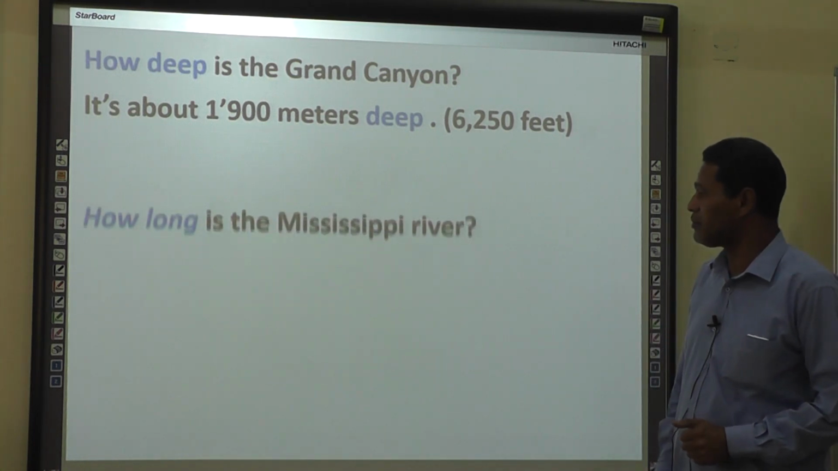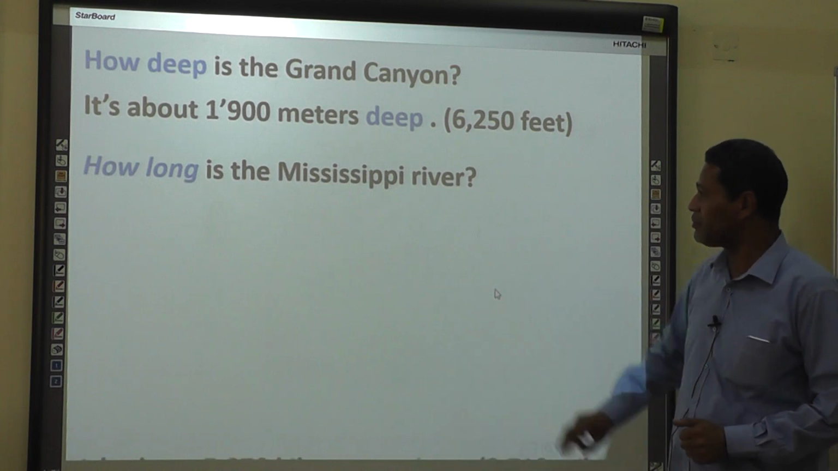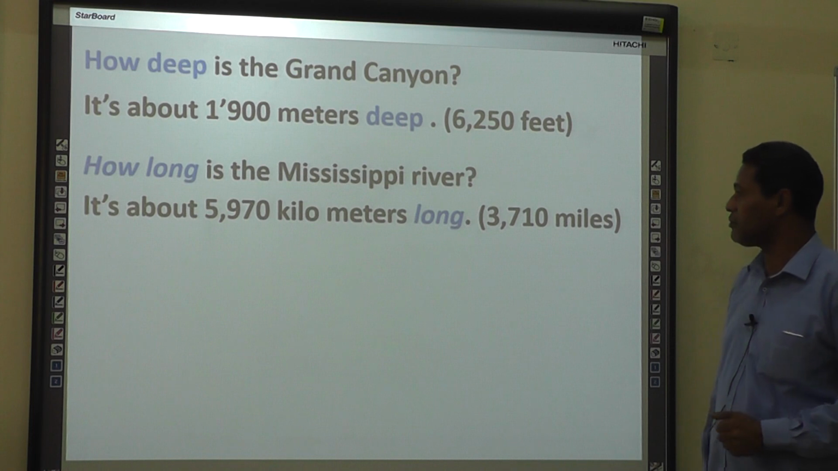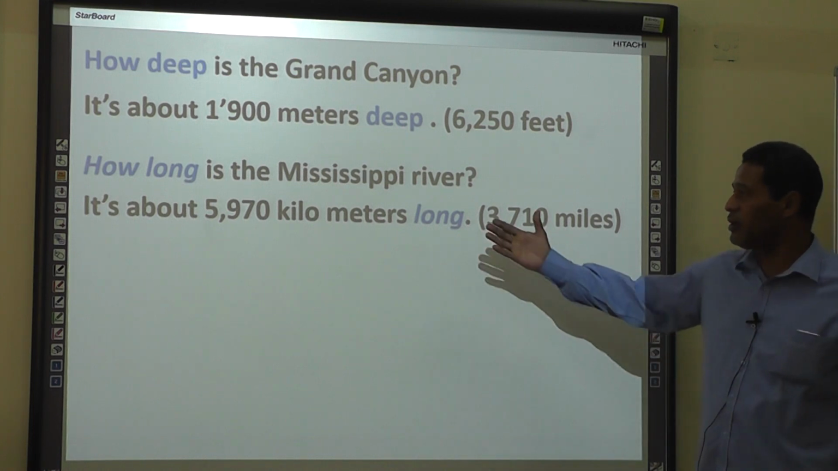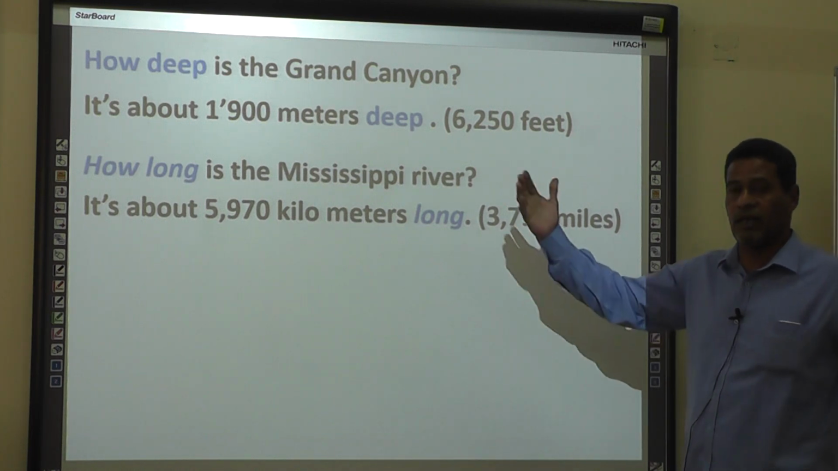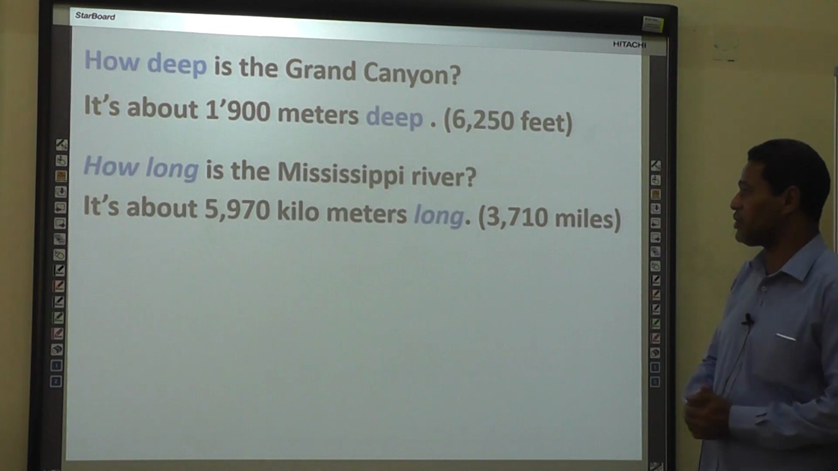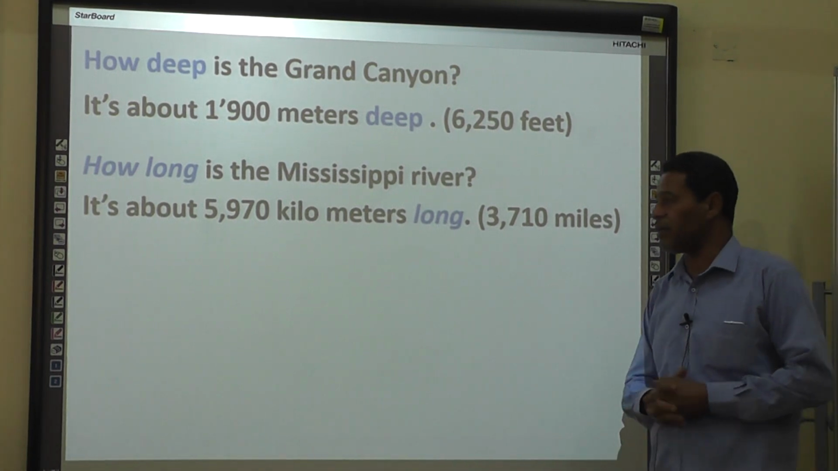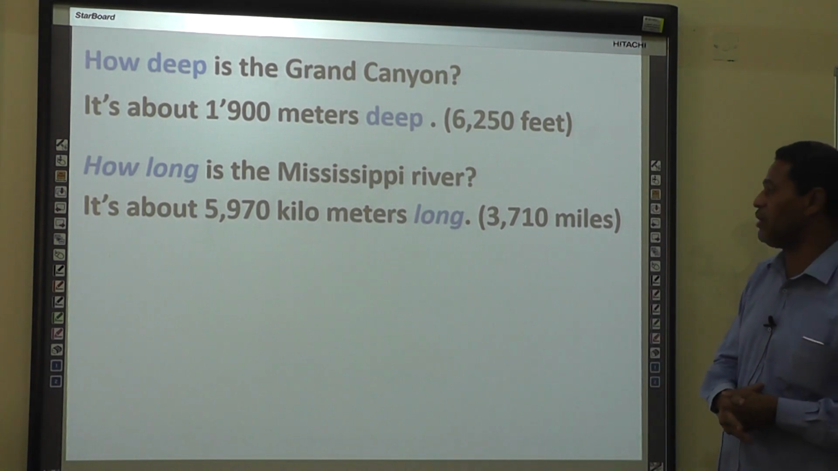How long is the Mississippi River? It's about 5,970 kilometers long, 3,710 miles. So how long is the Mississippi River? How long is the Amazon River? How long is the Nile River, and so on? So it's about 5,970 kilometers long.